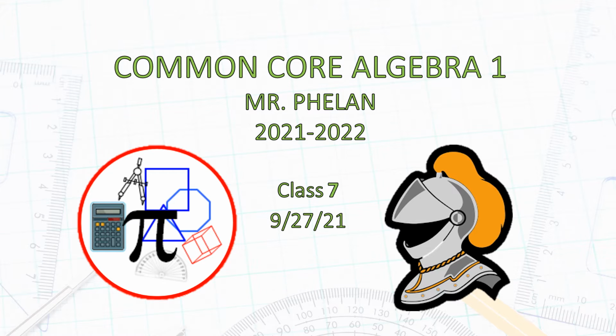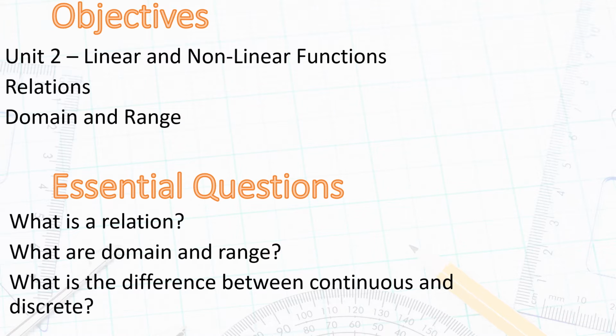All right, we have finished Unit 1. We are going to start Unit 2 today, and Unit 2 is going to be all about linear and nonlinear functions. Basically, the unit's called functions. Today, we're going to be talking about relations. So what is it? How do they work? We're going to particularly be focusing on graphs today, and then we're also going to bring up these two words, domain and range.